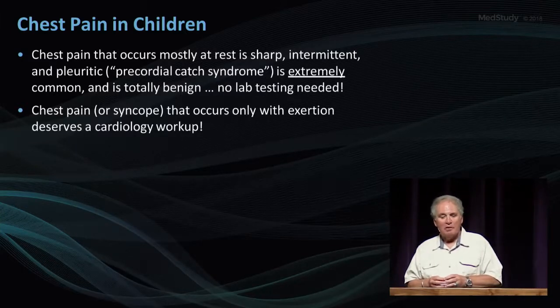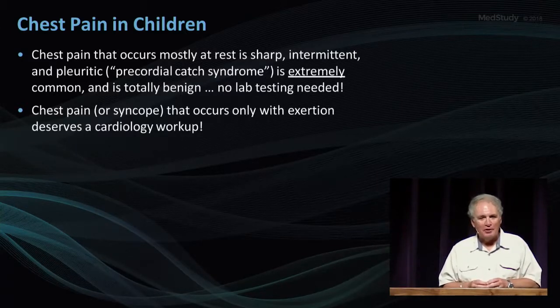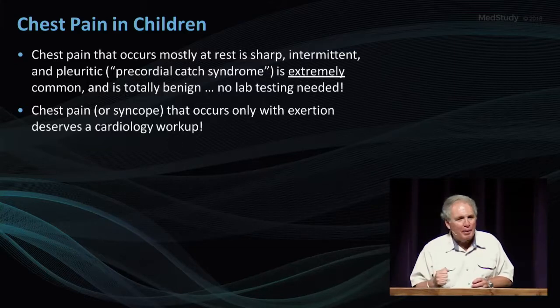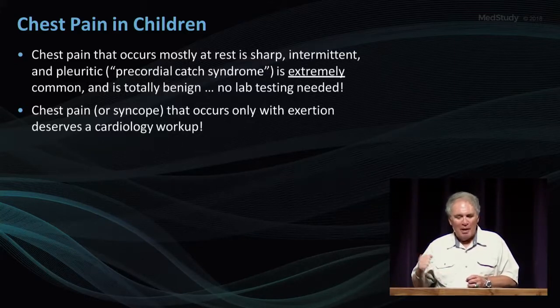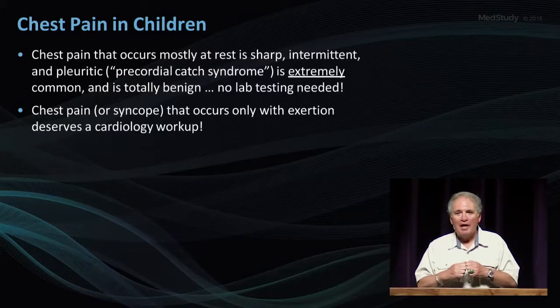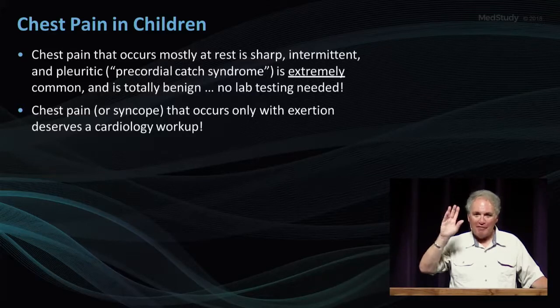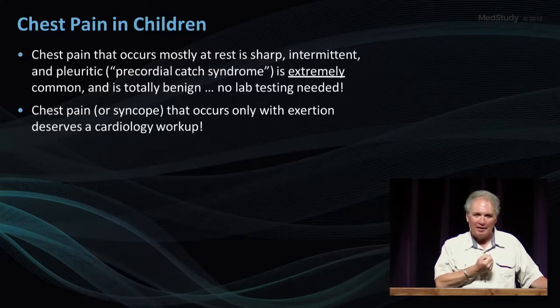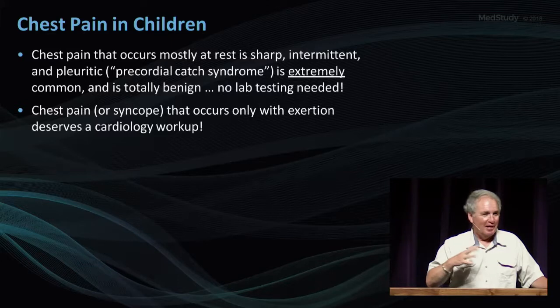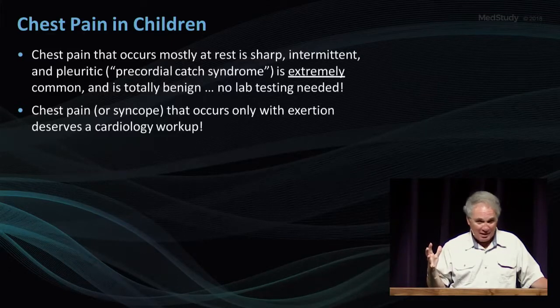Chest pain that occurs mostly at rest, I want you all to listen to this, sharp, intermittent, and pleuritic, called precordial catch syndrome, is extremely common and totally benign. No laboratory test necessary. So again, sharp chest pain, I've had it, 10 out of 10, right through the heart. Can't breathe, cannot take a breath in.